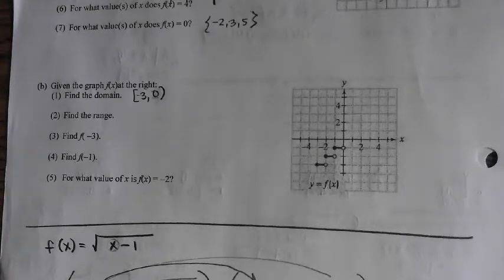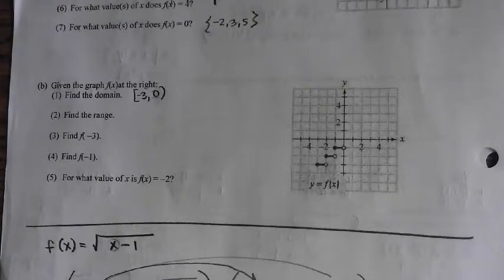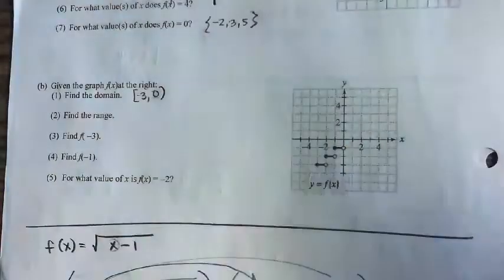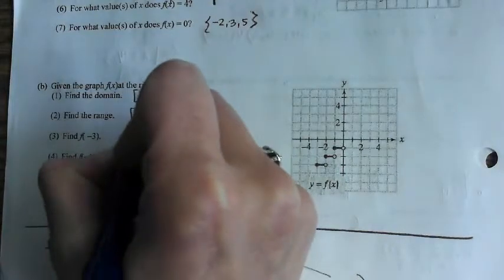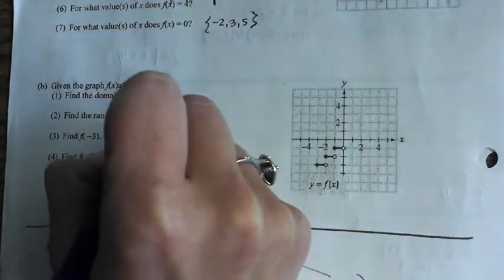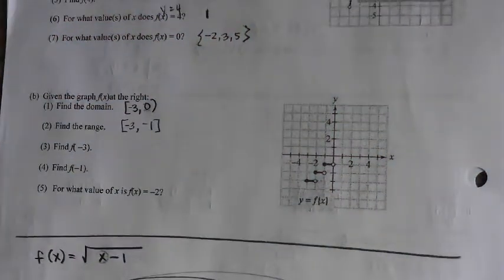Range might be a little bit tougher. Where's my all-star that can tell me the range? Come on. Go ahead, Andrew. Bracket -3, 1 bracket. Only for certain values or something. -1 bracket, you said? I don't know where the trick is.